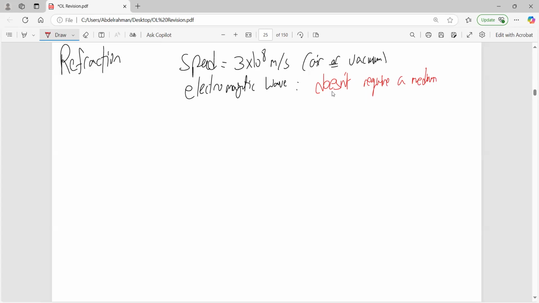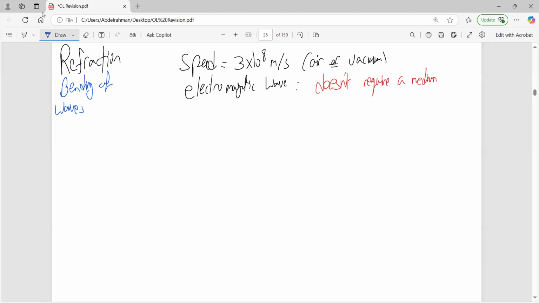Mechanical waves actually require a medium, and as the density of this medium increases, the speed also increases. So the speed of light is 3 times 10 to the power of 8 in air or in vacuum. As it moves to another medium, it refracts, it bends. What is refraction? Let me write it down. It's the bending of waves as they change their mediums, as they move from one medium to another.